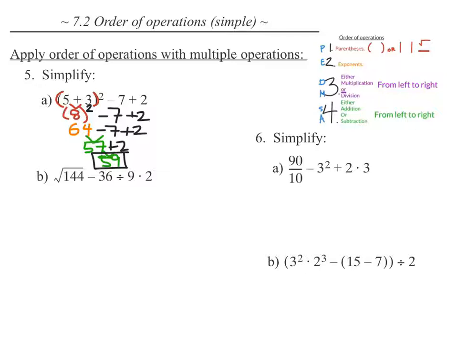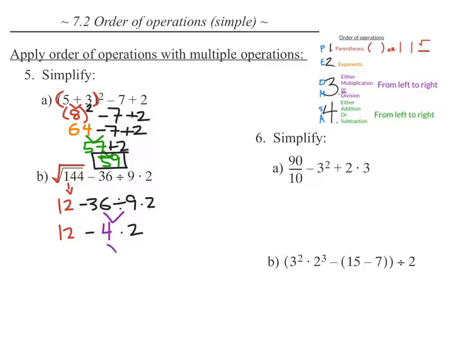Now this next problem, there's no parentheses, but there is a square root, which is the same as parentheses. Square root of 144 is 12. So 12 minus 36 divided by 9 times 2. No exponents on this one, so we'll go straight to multiplication or division from left to right. So I've got the 36 divided by 9, which is 4, because it's farther to the left.